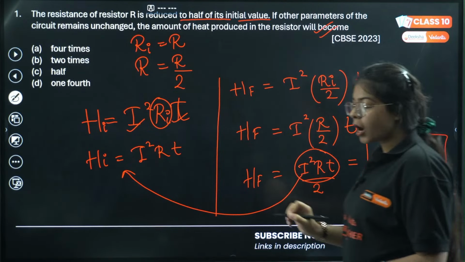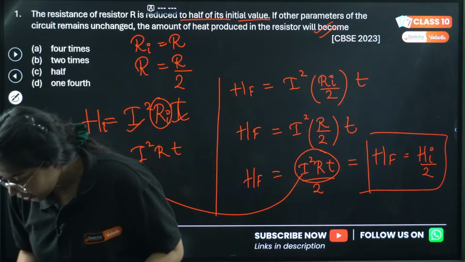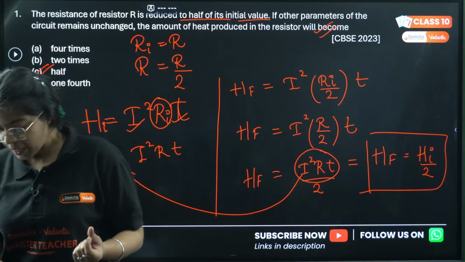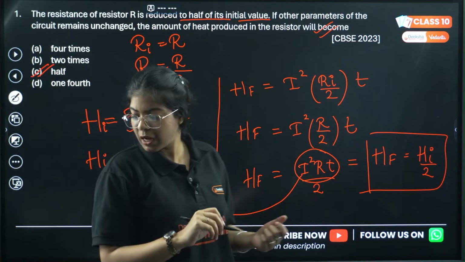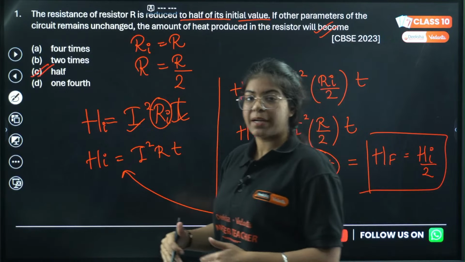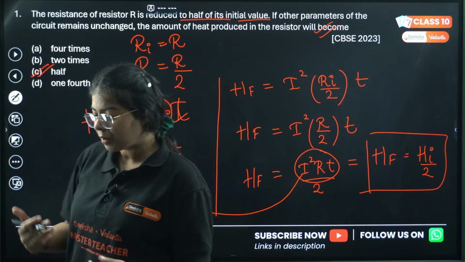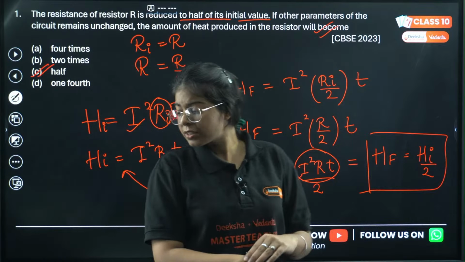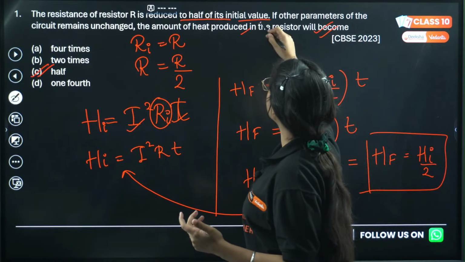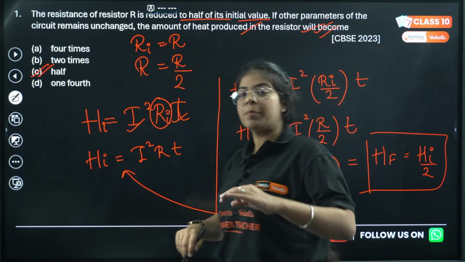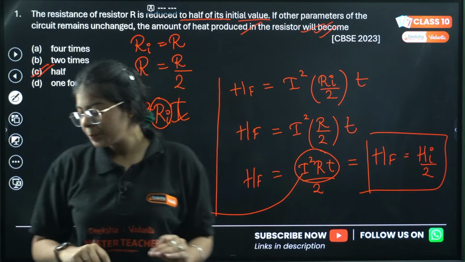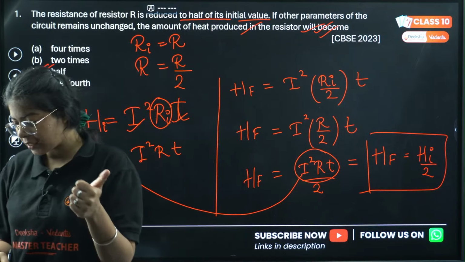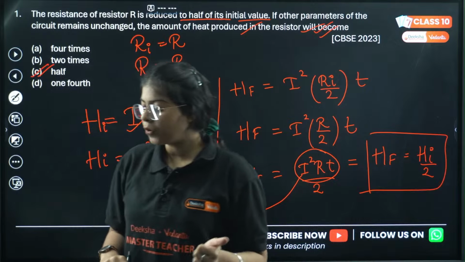So Amit was correct. It will be half, right? I square RT is our formula. If my R becomes R by 2, the heat will also become the initial value divided by 2. The amount of heat produced in the resistor will become half of the initial heat that was being produced in the resistor. Understood? Can we move on to the next question?